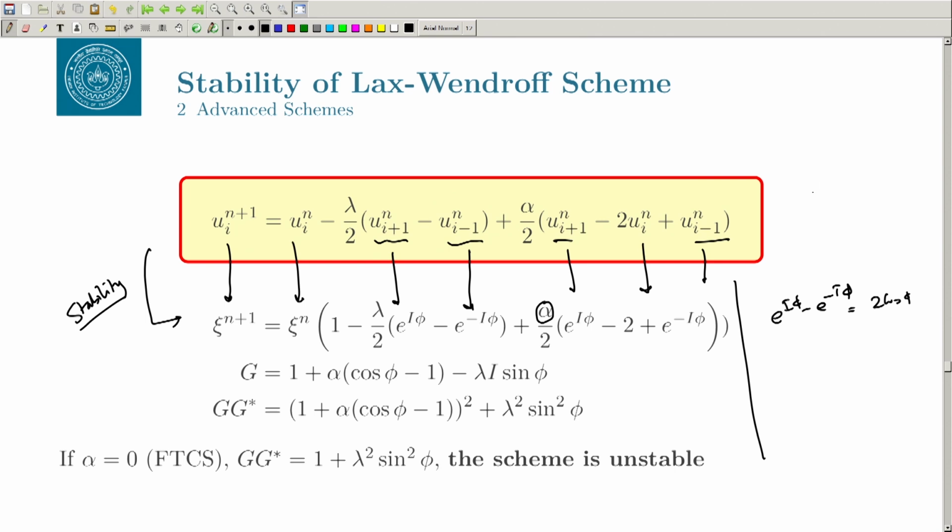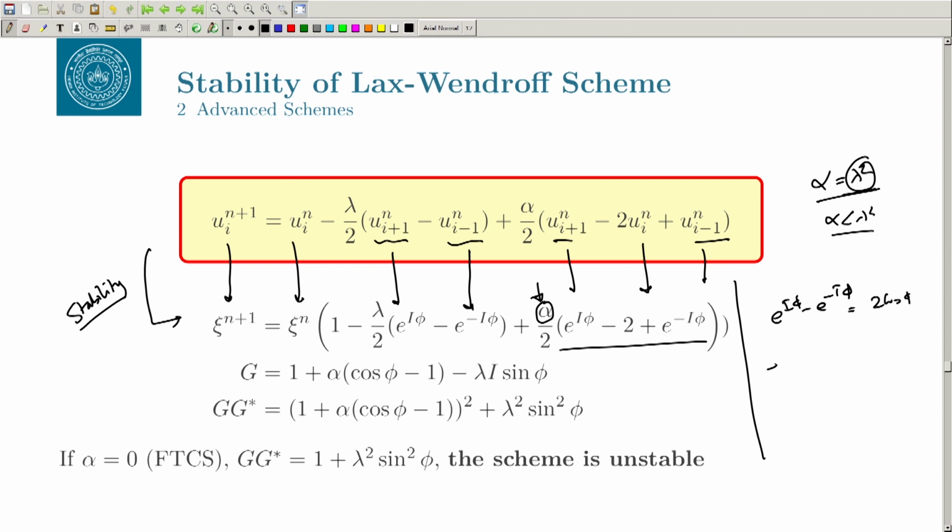So, for the Lax-Wendroff scheme, alpha equals lambda square, as we showed in the last slide. But we are doing it for a general alpha, we are trying to see up to what diffusion number we can use. Can we use lower than this or greater than this? What happens if you use lower than lambda square or greater than lambda square? So, this is my 2 cos phi.